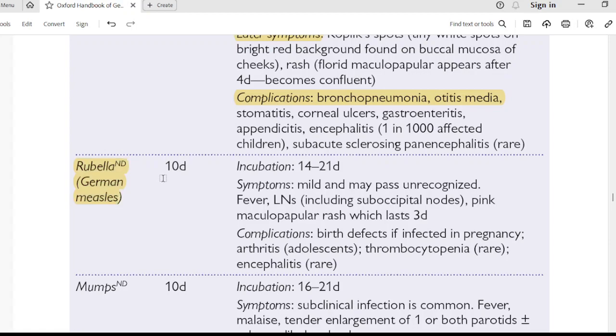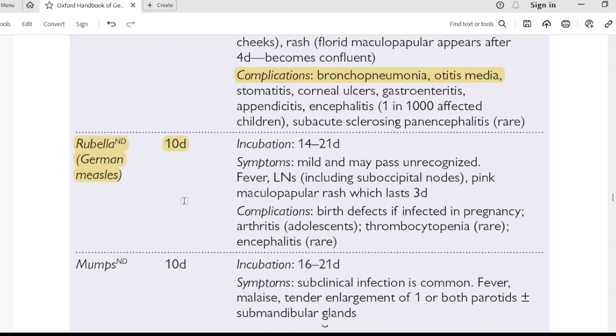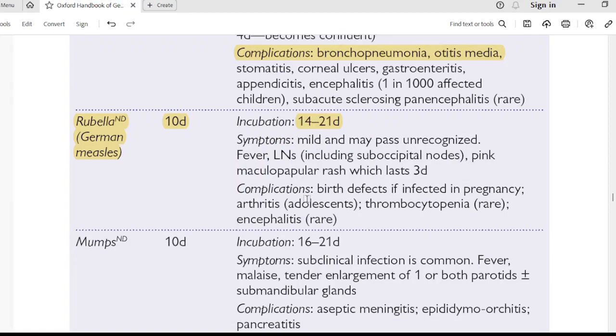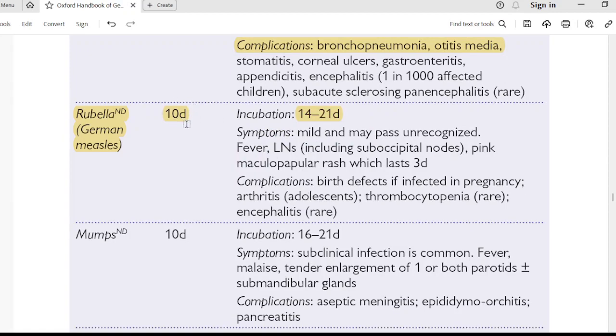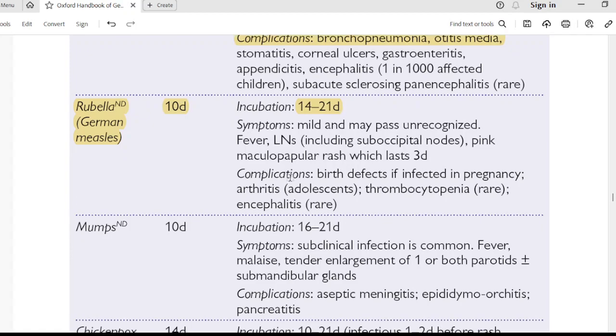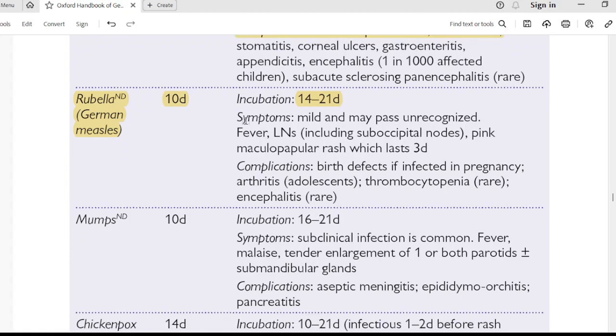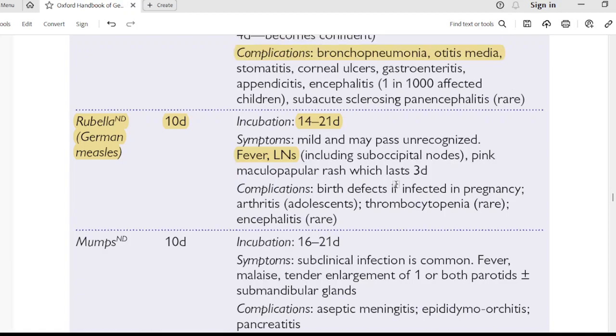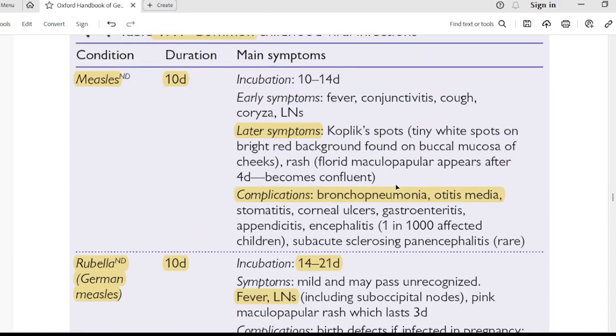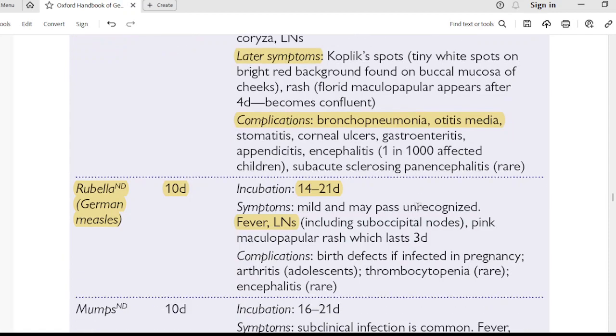Rubella, German measles, 10 days is the duration of the disease. Incubation period 14 to 21 days. Symptoms of rubella: mild, may pass unrecognized, fever, lymph nodal enlargement including suboccipital nodes, pink maculopapular rash which lasts 3 days. This rash starts on the face, whereas measles rash starts on the hairline and spreads to the body.